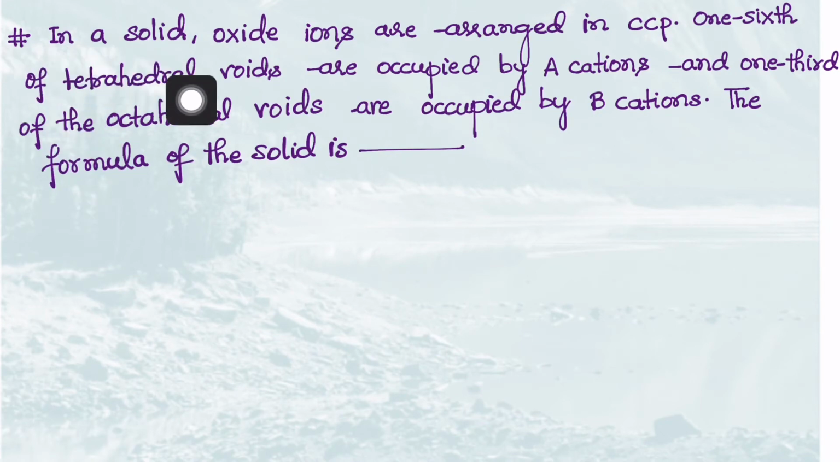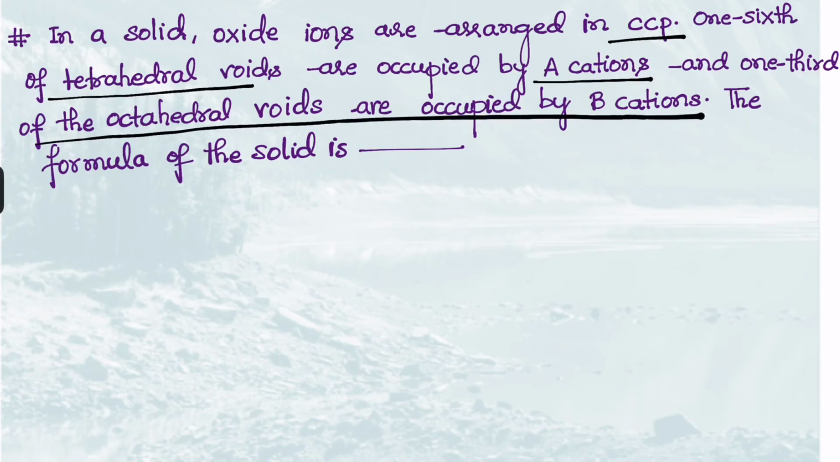In a solid oxide, ions are arranged in CCP. Okay, so ions are forming CCP lattice. 1/6 of the tetrahedral voids are occupied by A cation, and 1/3 of octahedral voids are occupied by B. Then the formula of the solid is, okay, so oxide ions are arranged in CCP. So oxide ion is forming CCP, or you can say FCC.